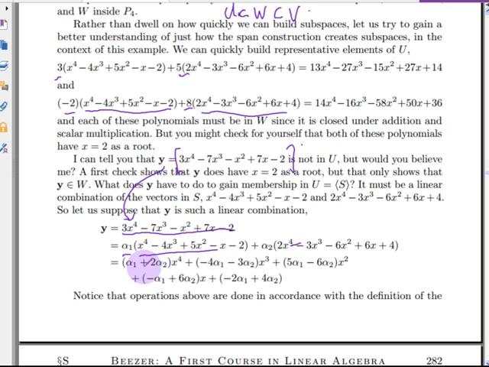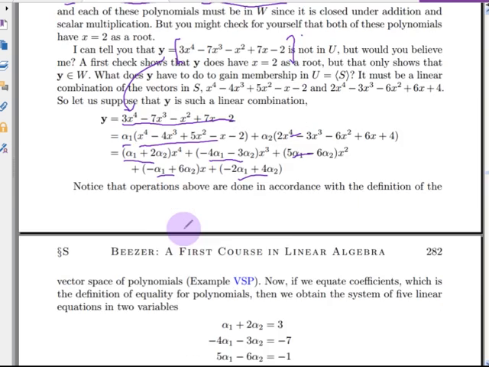Now if we rearrange, we get a polynomial and we have coefficients that are expressed in terms of the unknown constants alpha 1 and alpha 2. Now in order for this polynomial here, 3x to the 4th minus 7x cubed, etc., to be in the span, we must be able to solve these equations. Alpha 1 plus 2 alpha 2 equals 3, minus 4 alpha 1 minus 3 alpha 2 is equal to minus 7, and so on and so on.